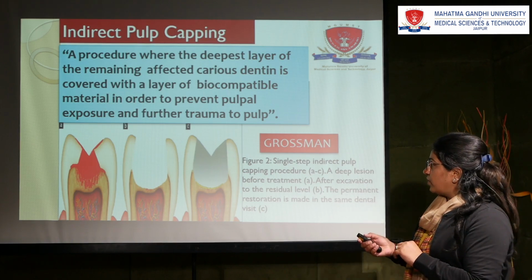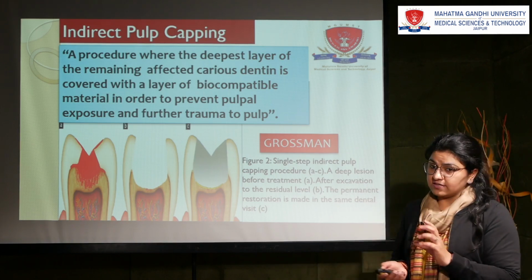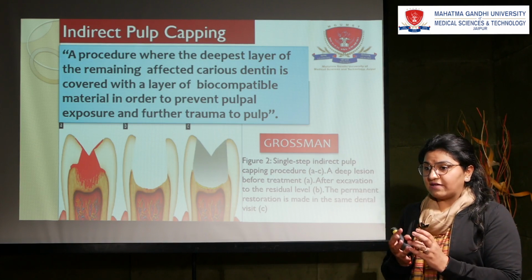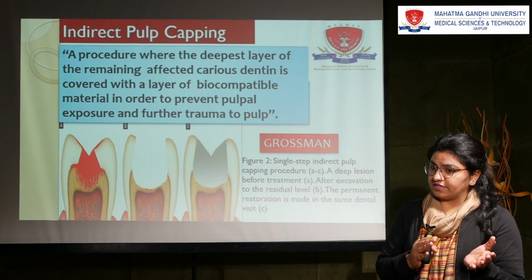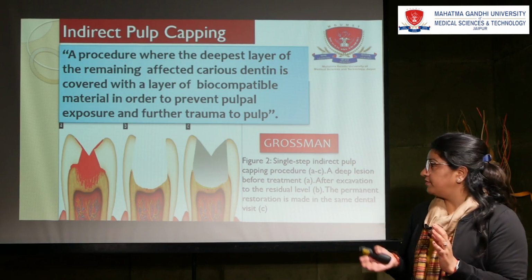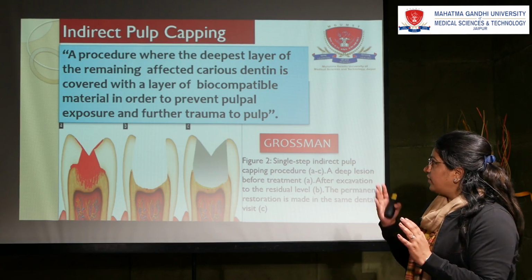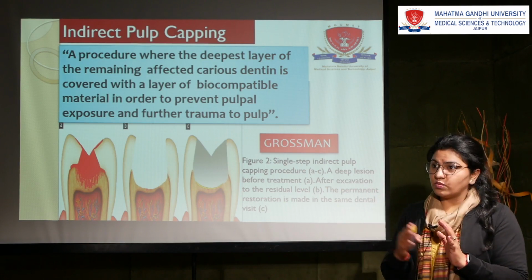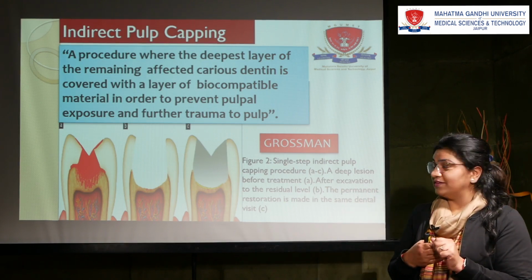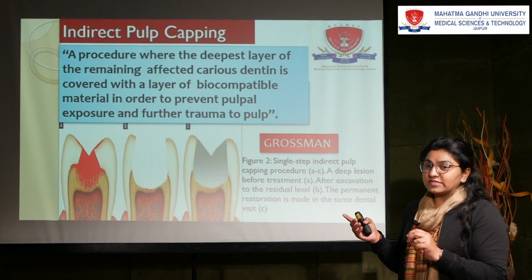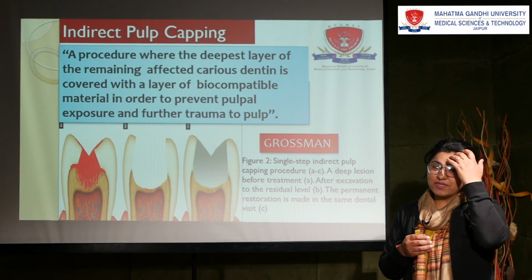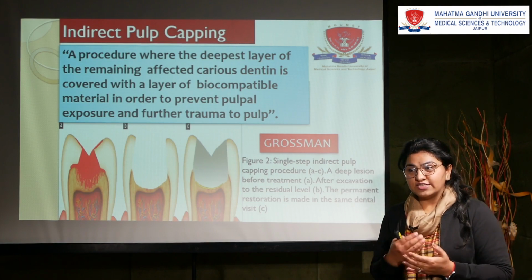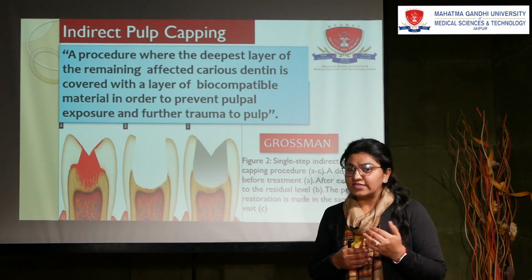So here the two important points are the remaining affected carious dentine, that is, we still have dentine over the pulp which is affected, not infected. The difference we'll be seeing in the further slides. And we are placing a biocompatible material. What is the role of this biocompatible material here? This biocompatible material will stimulate the underlying dentine to produce the tertiary dentine.